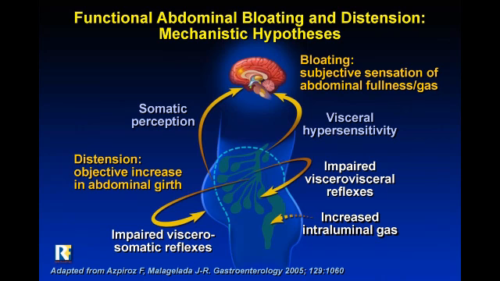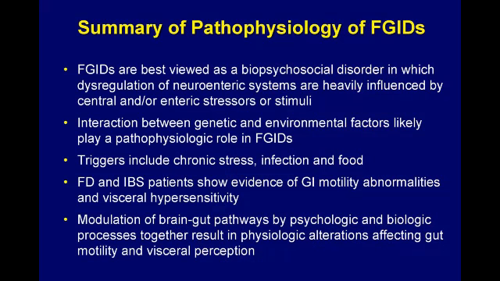So to summarize the pathophysiology of functional GI disorders, they're really best viewed as a biopsychosocial disorder where you have this dysregulation between brain-gut or neuroenteric systems, and they're influenced by central stimuli as well as enteric stressors like food or other stimuli like an infection. There's an interaction between genetic and environmental factors. I think that's important, and that does play a role in increasing the susceptibility to getting these, although we need more information.